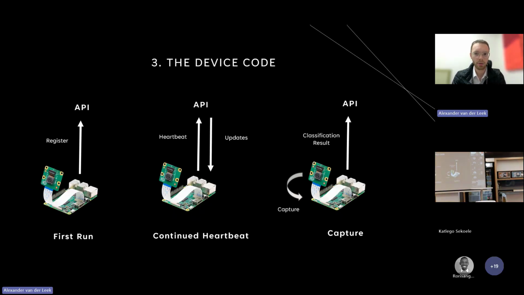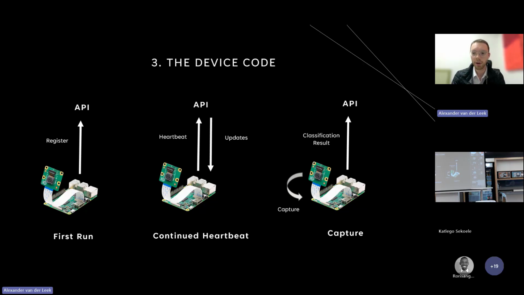So we therefore have some code that runs on the devices themselves. So on first run of this code, it generates a unique device ID and registers with the API. It then periodically sends heartbeat requests to the API, telling it that the device is online while also receiving information about any new model assignments that should be downloaded.